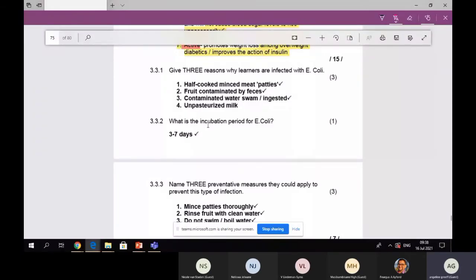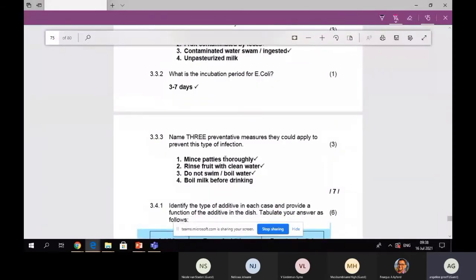How do we prevent it? Preventative measures: cook the mince patties thoroughly, rinse fruit with clean water, do not swim in contaminated water, boil water before you drink it, boil milk before you drink it.